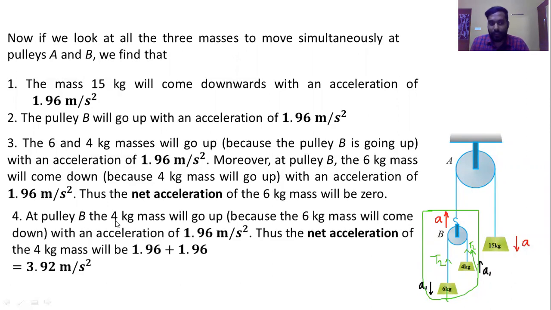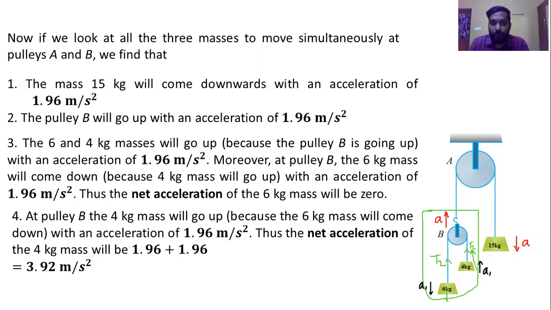And consider the 4 kilogram block. The mobile pulley block is going upward with 1.96, and the 4 kilogram block also has A1 acceleration, it is going upwards, so it is again 1.96. So the total acceleration of the 4 kilogram block is 1.96 plus 1.96 is 3.92 meter per second square. So this is our final answer.